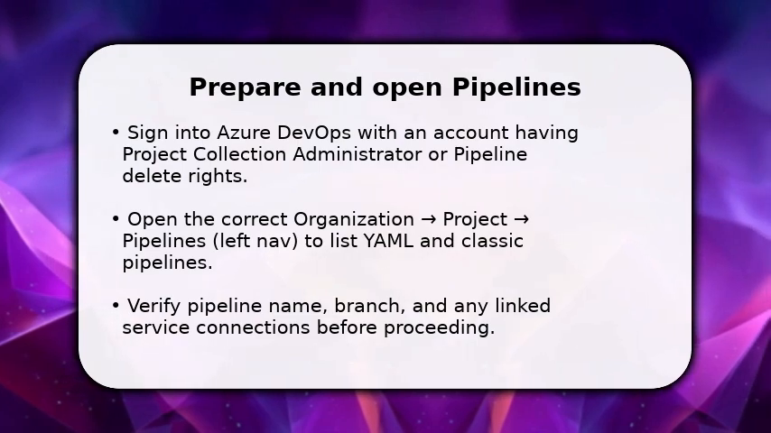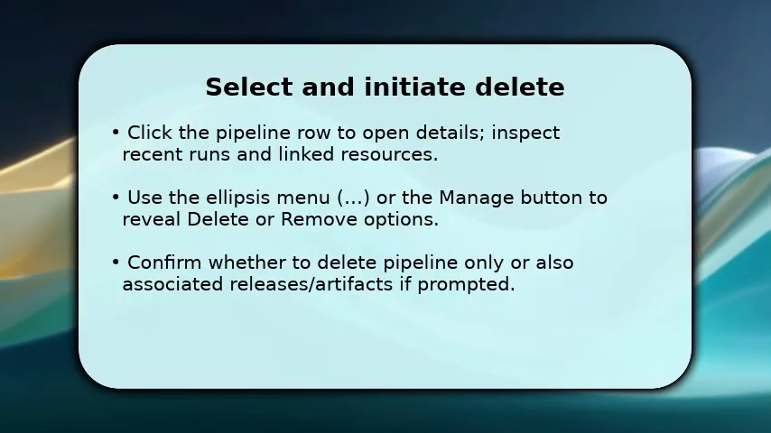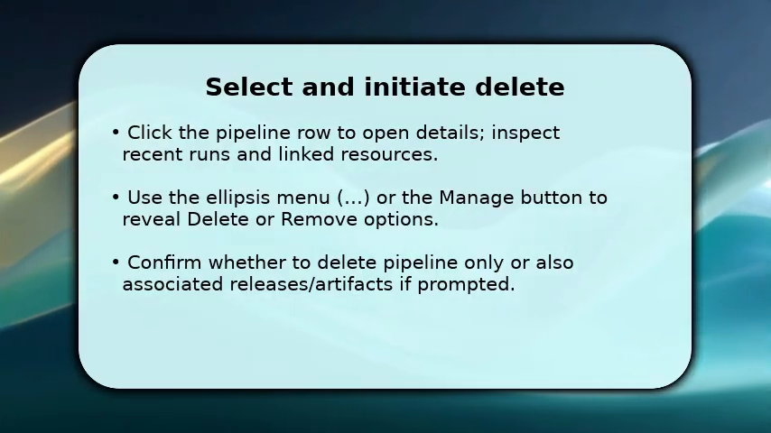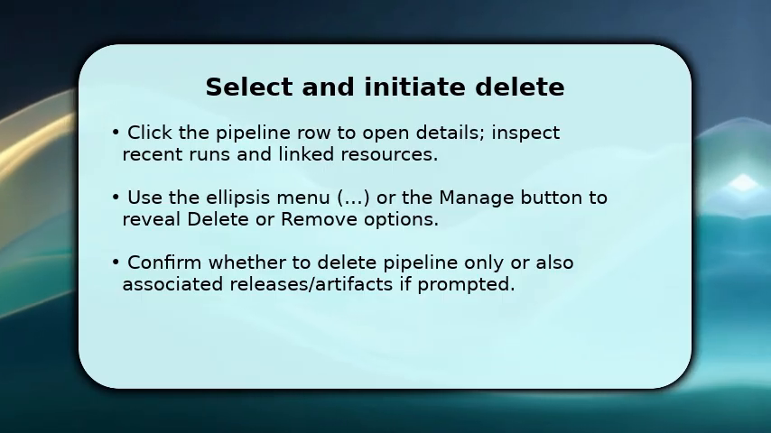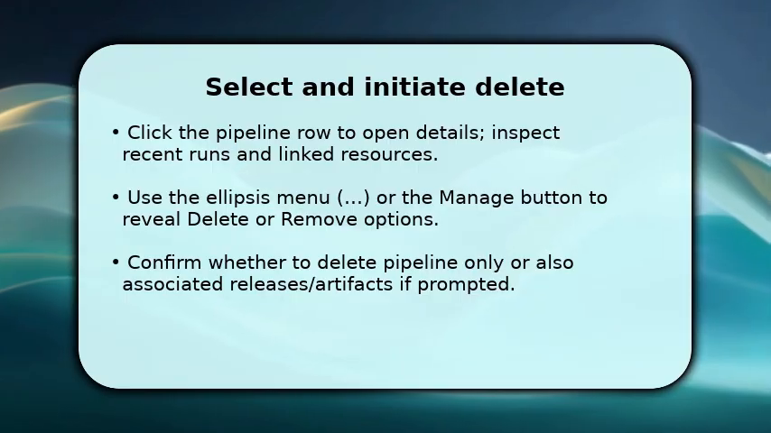You've opened the pipeline details. Take a moment to inspect recent runs and any artifact or release links so you understand impact. Next, click the ellipsis menu or manage to reveal delete or remove. Select delete and read the confirmation dialog carefully.